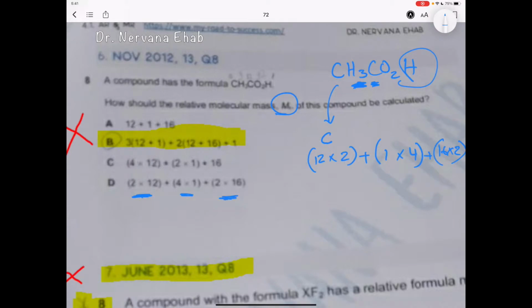times 16. Now this one here, they did first 12 plus 1 and then multiply it by 3, which is wrong. You cannot add the masses first and then multiply it by the number. You first multiply the mass of carbon times the number of carbons, and same thing with hydrogen. You multiply its mass with the number of hydrogens, same thing with oxygen, and then at the end you add them together. And so the answer here is D.